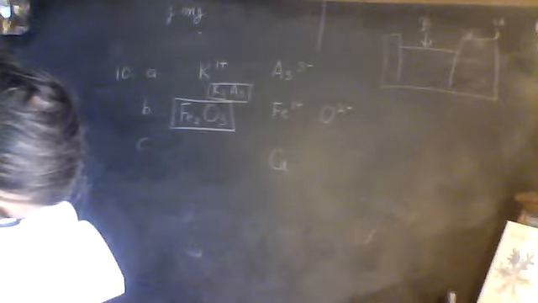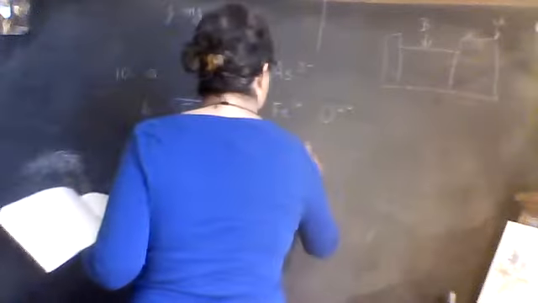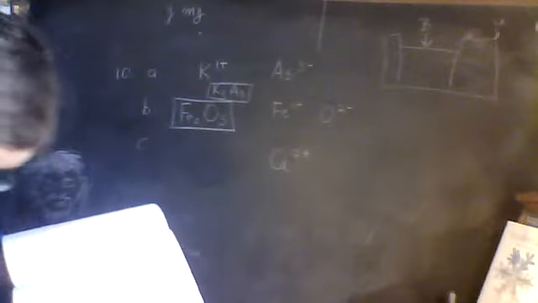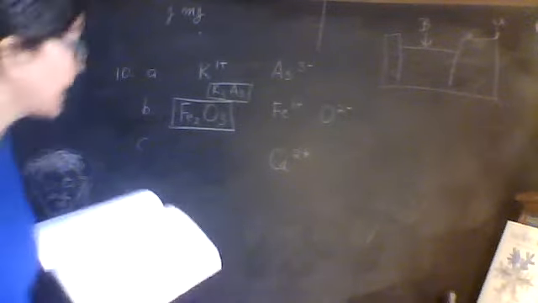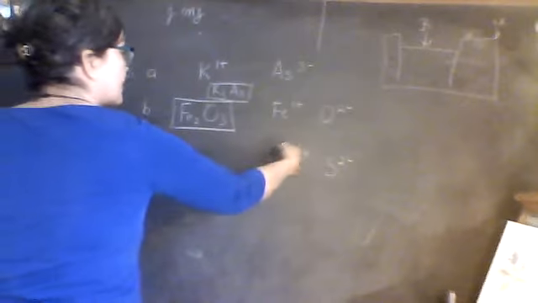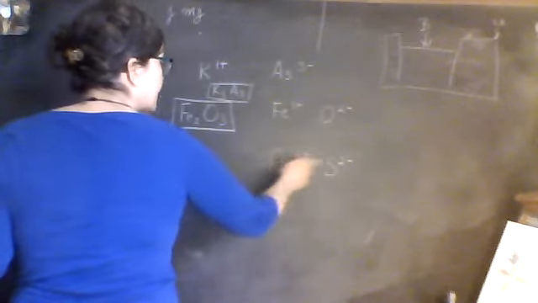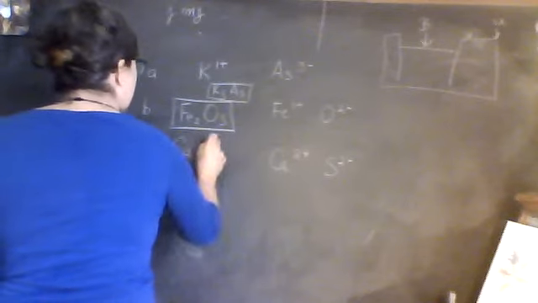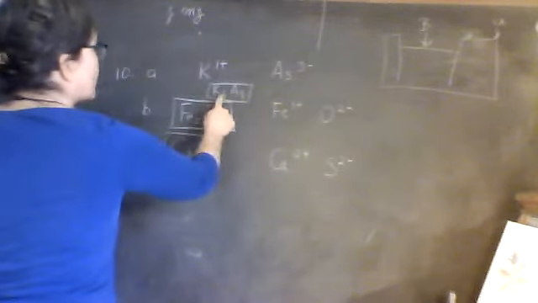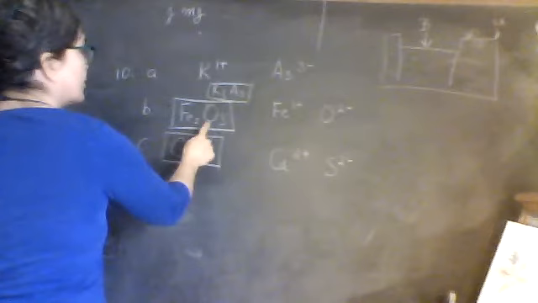Well, calcium is in column 2A. Okay, so it's going to have a 2 plus charge. And sulfide is over in 6A. So like oxygen, it's going to have a 2 negative charge. So we ignore the numbers, ignore the signs and reverse the numbers. We don't need to say 2 twice because it's the same number. So we're just going to say CaS. Okay. So 10A is K3As, B is Fe2O3, and C is CaS.